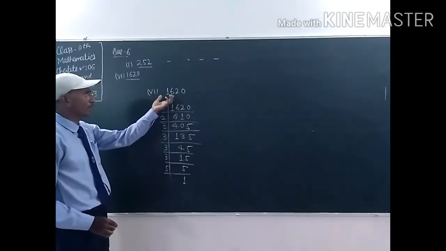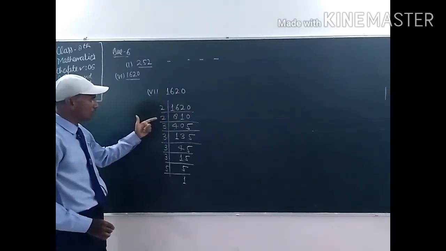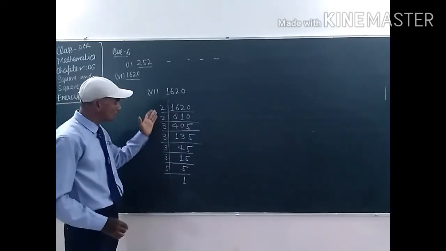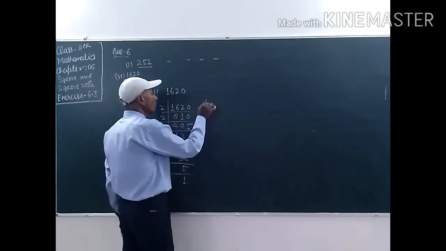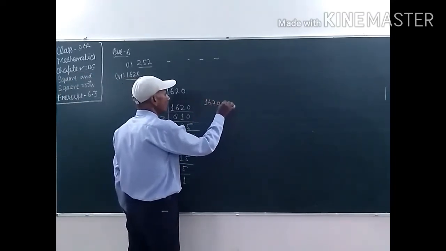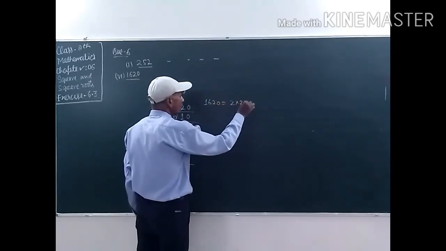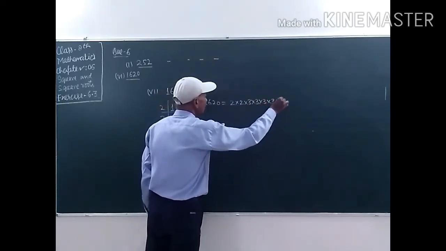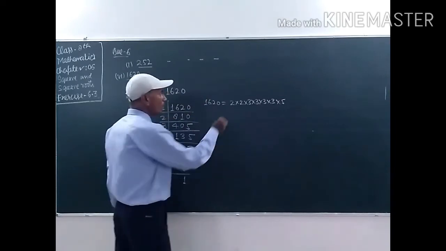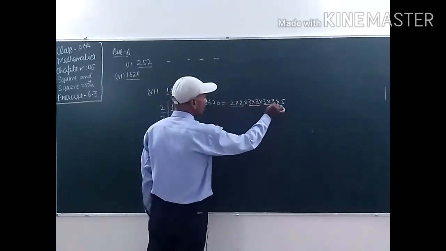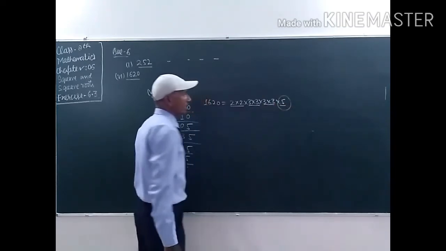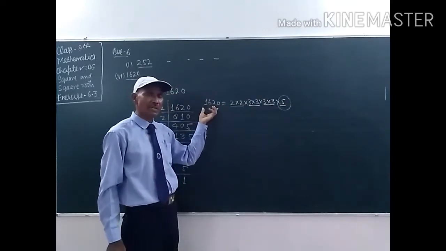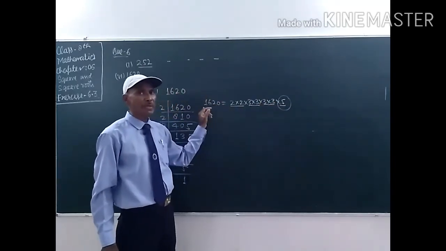Prime factors of this number 1620 are 2 into 2 into 3 into 3 into 3 into 3 into 5. 3 four times, 2 two times, and 5 one time, student. So 1620 is equal to 2 into 2 into 3 into 3 into 3 into 3 into 5. Now make the pairs. This number 5 is not in a pair, student. Clear? So if we divide 1620 by 5, then it will be a perfect square number.